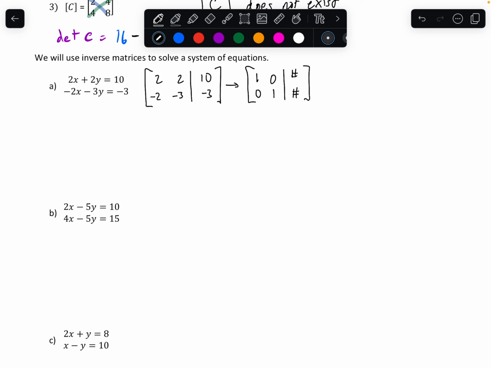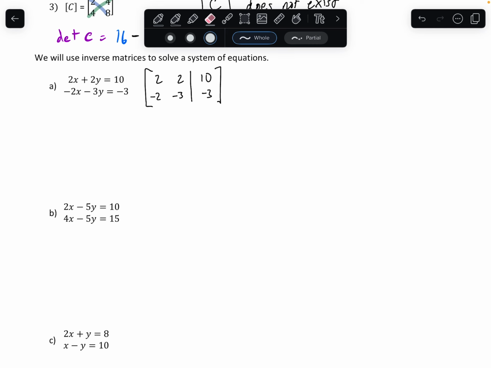Why we want that to happen is because that's not a 1, that's 1x, and that's not a 0, that's 0 y's. So we have 1x plus 0 y's, so x equals whatever that number is. So now we know the value of x. And then it's 0 x's plus 1y, so y is now that number. And so now we know what x and y are equal to once we can make it look like that. So that's why we want to do that.